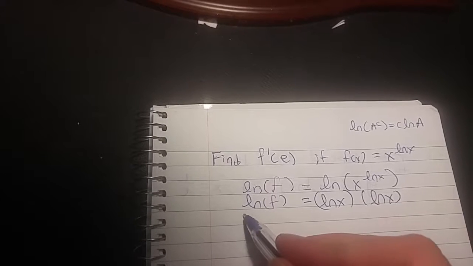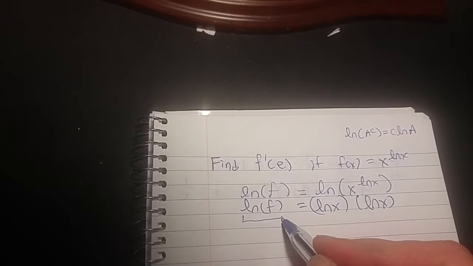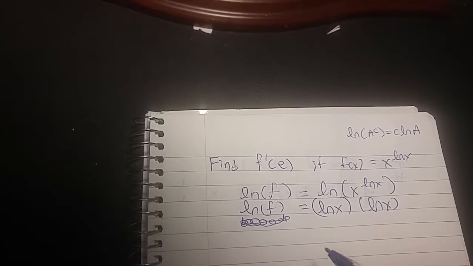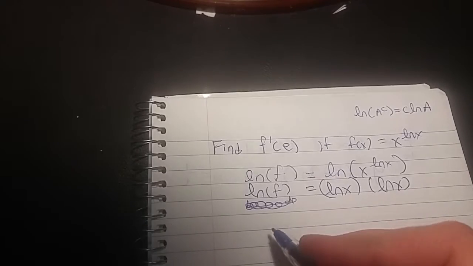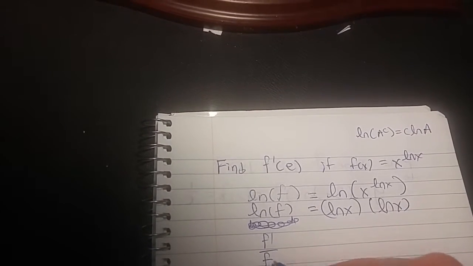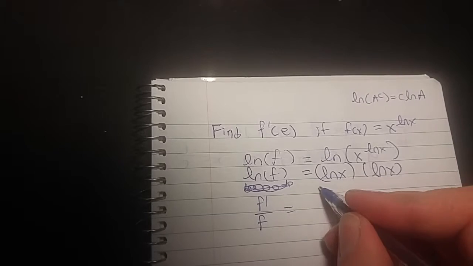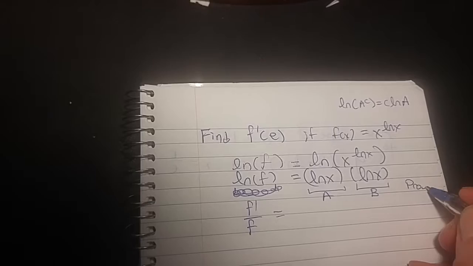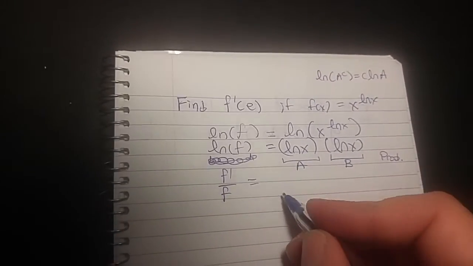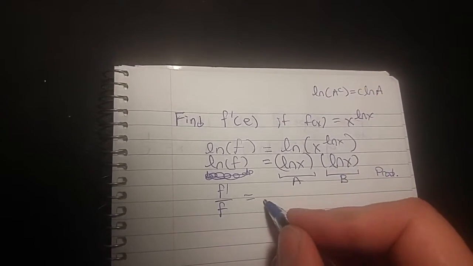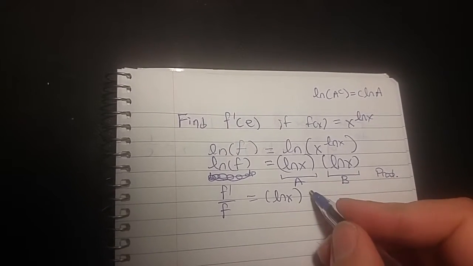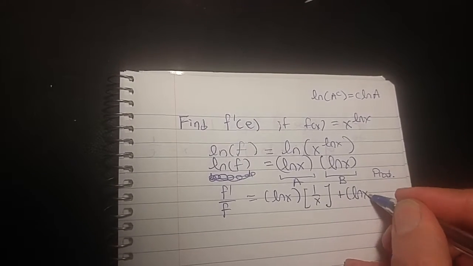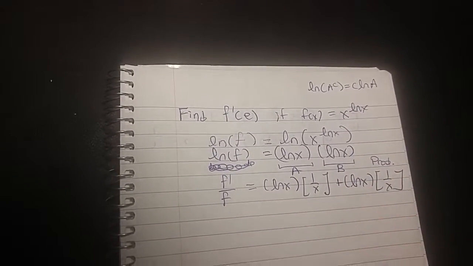On the left-hand side, we have something that looks like the ln of w. When you take the derivative of ln of w, you get w prime over w. When you take the derivative of ln of f, you get f prime over f. f is a function in the same way that w is a function. On the right-hand side, we have an a times a b, so we need a product rule. Product rule says we'll have a times b prime, so ln of x times the derivative of ln of x, which is 1 over x, plus b times a prime, also ln of x times 1 over x. It's the same piece.